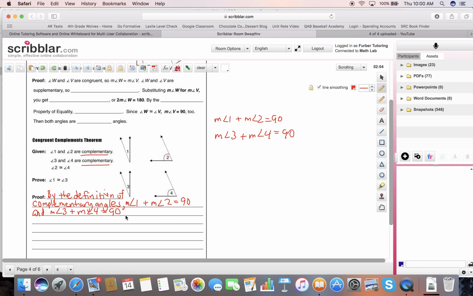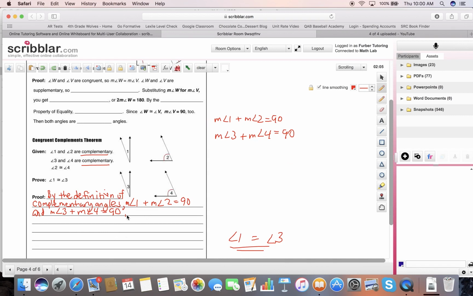Okay, so now I'm going to use the substitution property because my ultimate goal is to show that angle 1 is equal to angle 3, which means somehow I'm going to have to stick these two things together into one big equation, right? And then I'm going to have to eliminate the 2 and the 4. Because if I put all these together in one big equation and I eliminate the 2 and the 4 and I eliminate the 90, then I'm going to be told that angle 1 and angle 3 are congruent, which is what I'm trying to prove. So this is my end goal.